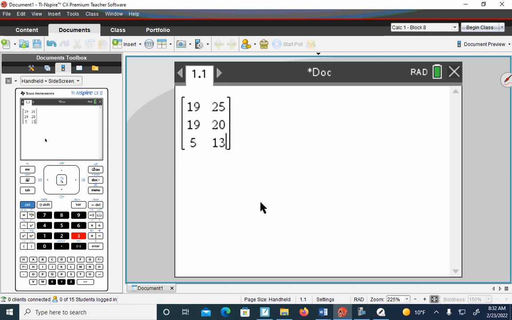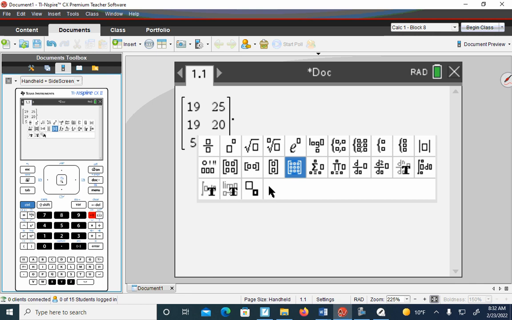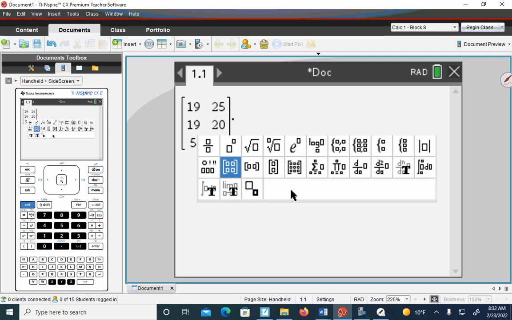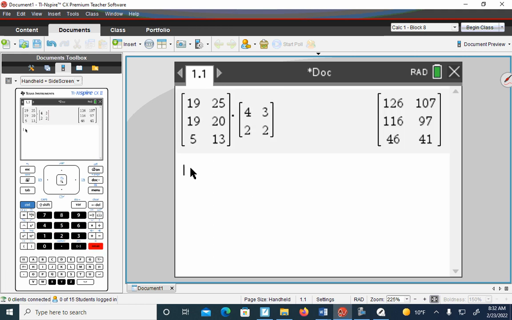To get out of this matrix, I hit the right arrow, and see how my cursor becomes big and red. That's what I want. I hit times, and now I'm going to multiply it by the 2x2. I could stick with this one and change it to the 2x2, or I can use the other one that's already preset as a 2x2. I'll do that, and multiply it by my encoding matrix. When I do that, I get these numbers: 126, 107, 116, 97, 46, and 41.